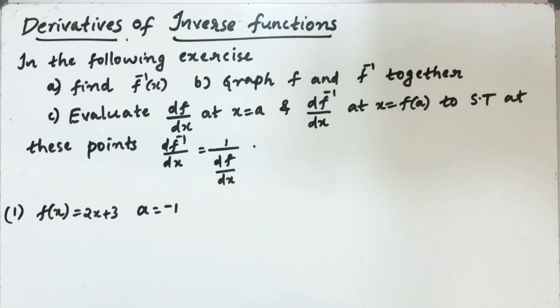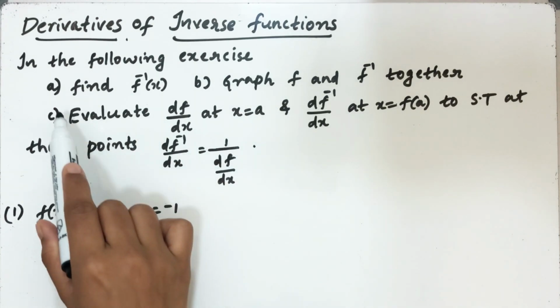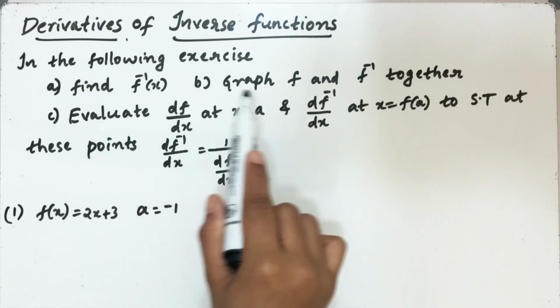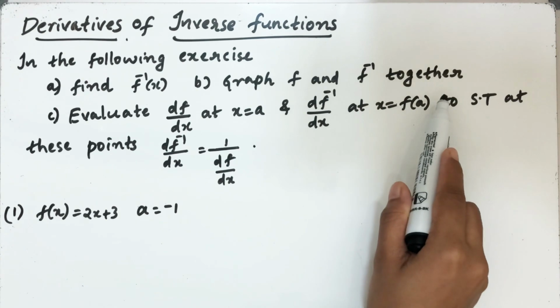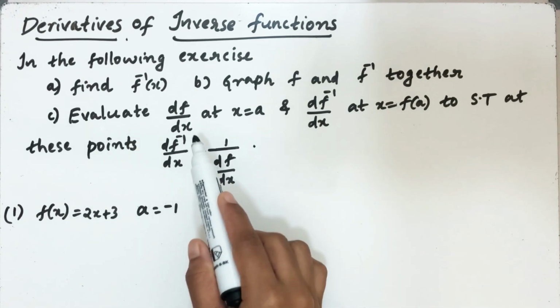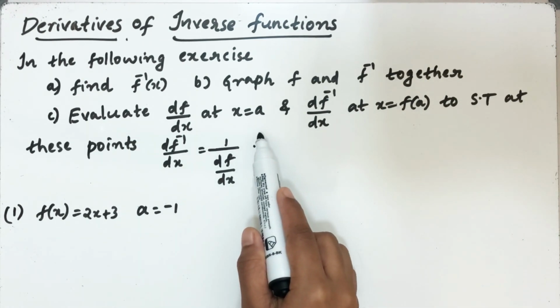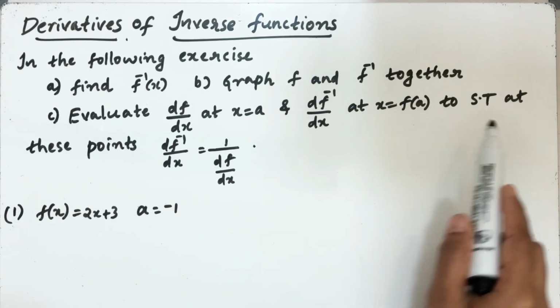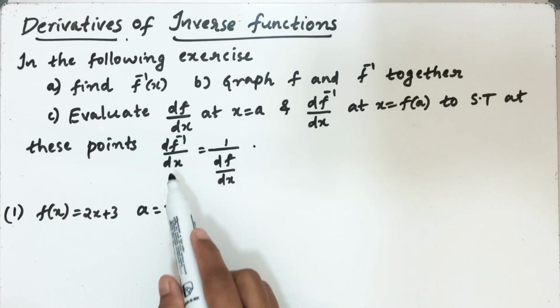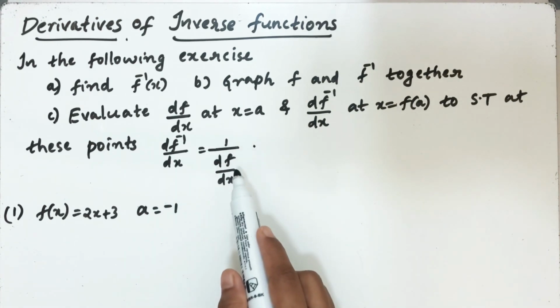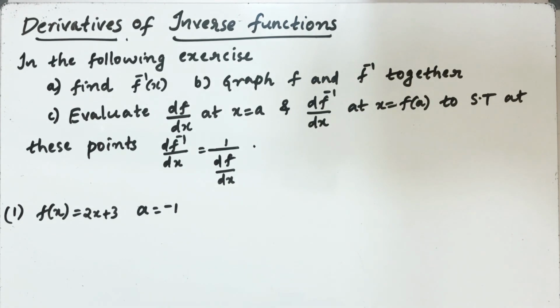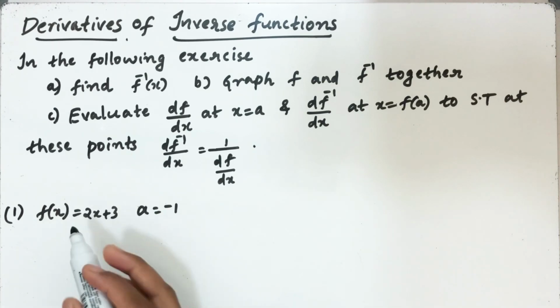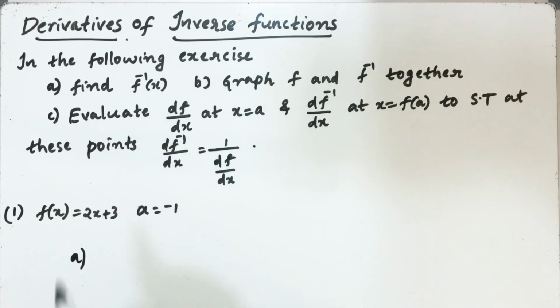Okay, see the question. In the following exercise, first part: find f inverse of x. Second part: graph f and f inverse together. C: evaluate df/dx at x equal to a and df inverse/dx at x equal to f(a) to show that at this point df inverse/dx is equal to 1 by df/dx. So first question, f(x) is equal to 2x plus 3, a is equal to minus 1. So we have to find f inverse of x.